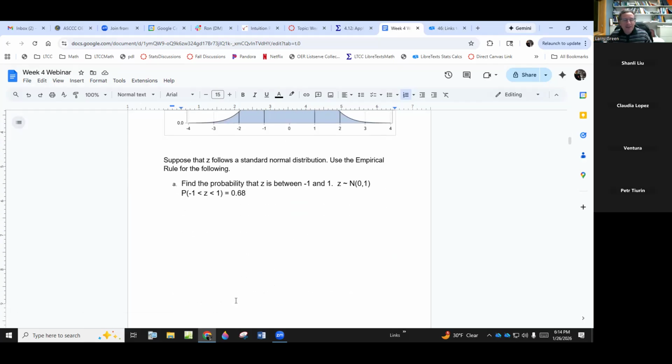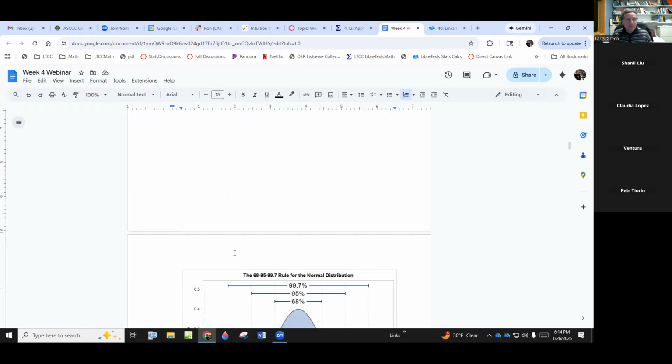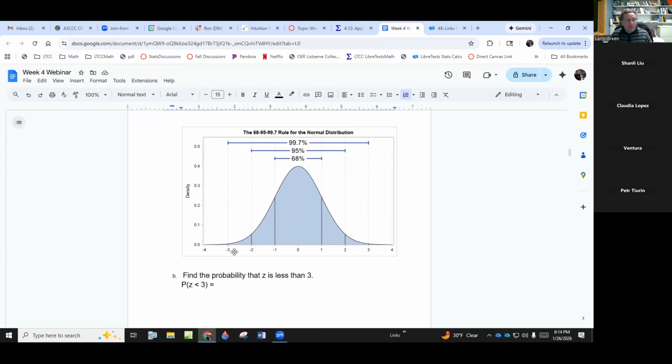Okay. So then let's do another one. Find the probability that z is less than 3. So here's 3 over here. You think that one's going to take some work. Any ideas on how you might come up with the probability that z is less than 3 without using a fancy calculator? You might have to do some basic arithmetic, but no fancy calculator needed. Any thoughts?